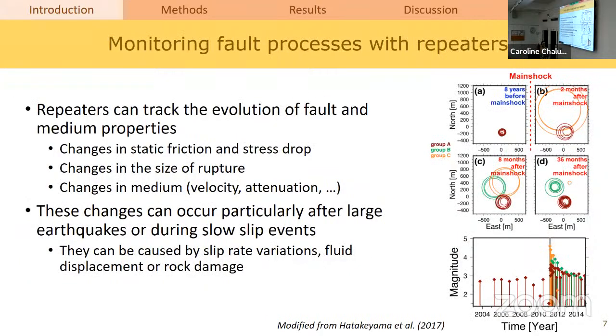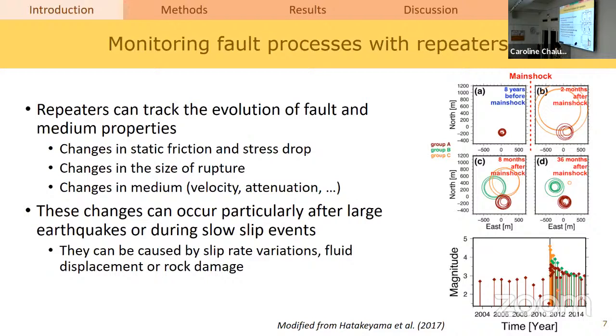Now, in addition to measuring aseismic slip, repeating earthquakes can also be used to track the evolution of various parameters on a fault because they always happen in the same place. So we can track the evolution of static friction and of stress drop on a fault, and we can also track the size of a rupture. In addition, we can also track changes in the medium, such as the velocity or the attenuation of the medium. These changes can occur particularly after large earthquakes or during slow slip events. And that's because large earthquakes cause, like I said before, slip rate variations, and they also cause the displacement of fluids and potentially rock damage. And all of these factors can influence these parameters above.